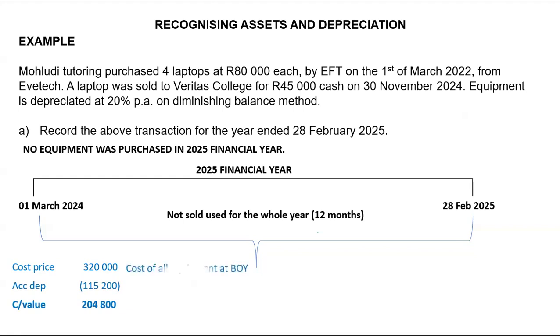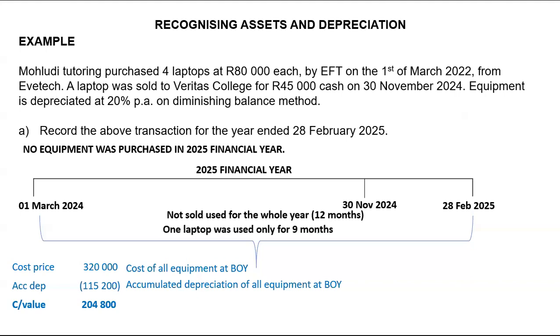So this is cost of all equipment at the beginning of the year, right? And this is accumulated depreciation of all equipment at the beginning of the year. But something happened here. On the 30th of November 2024, one laptop was used only for 9 months because it was sold on that day. Depreciation for equipment will be calculated at different intervals in the current year. 3 of these will be depreciated for the entire year. However, one will only be depreciated for 9 months in the current year.